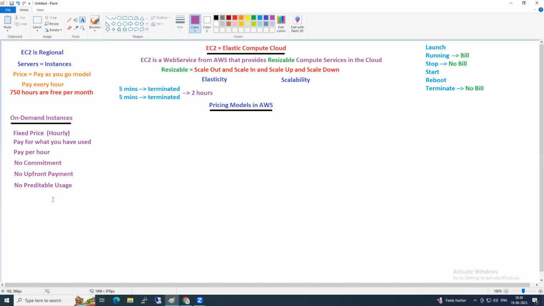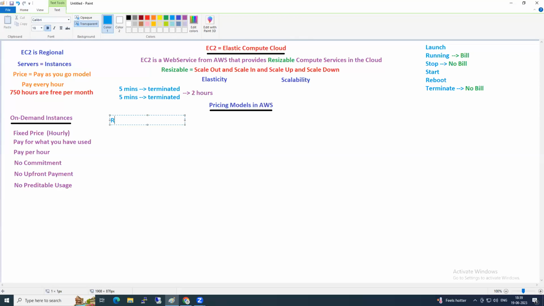Okay. Now let's go to the second type of customer. Who is that? The discount fellow. Okay. So in AWS, now we have something called reserved instances. What is that? Reserved instances.